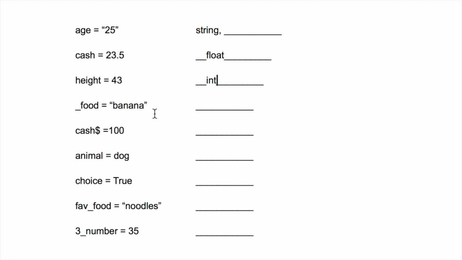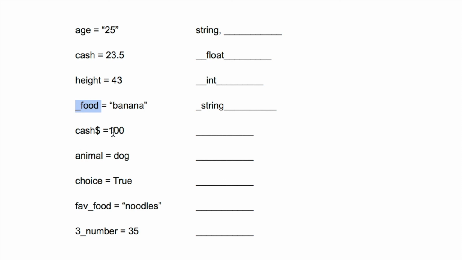Underscore food equal to banana. Whether it's meaningful, yes, banana is a type of food item, so it could be valid. And the data type of this is obviously string because of the quotation marks. And whether the variable name is correct, you notice that it's starting with an underscore, which is acceptable. It's not starting with a number, and it's meaningful, so this one has no problem.